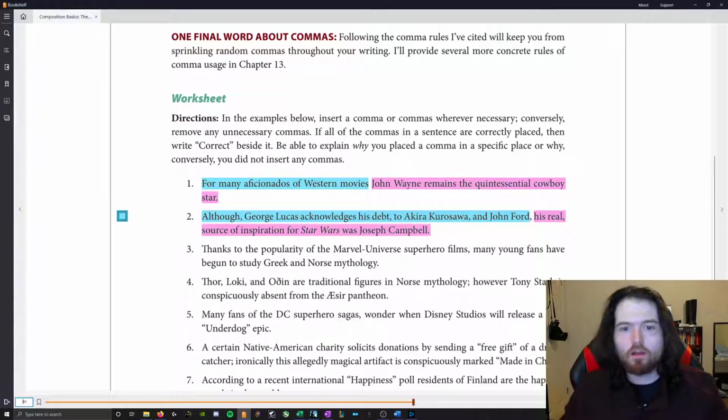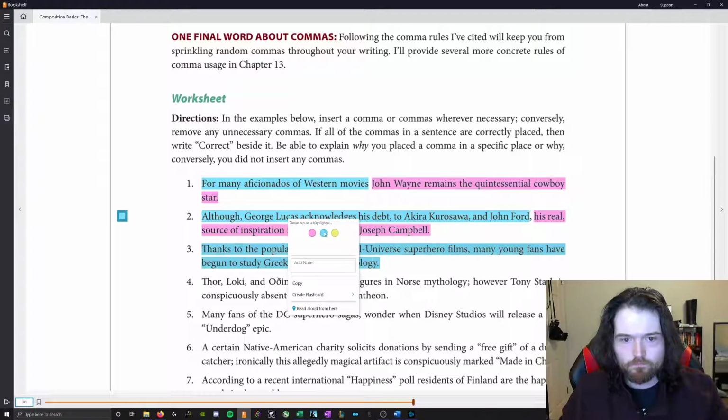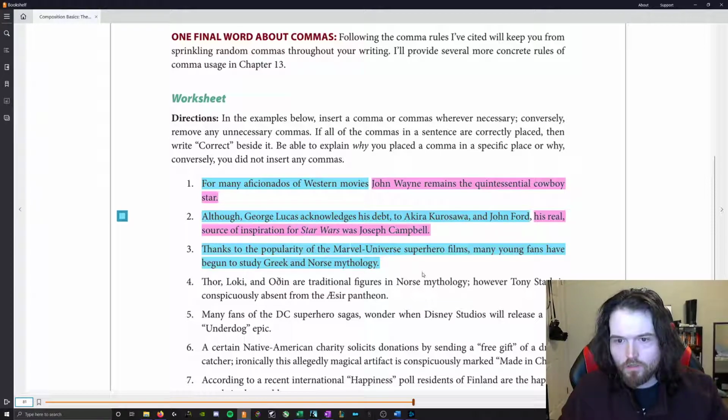Thanks to the popularity of the Marvel Universe superhero films, many young fans have begun to study Greek and Norse mythology. This one is good. This one is fine. There's nothing wrong with this one, because it follows the same rule as number 1. It has an introductory clause. Thanks to the popularity of the Marvel Universe superhero films. We know this is the introductory clause.